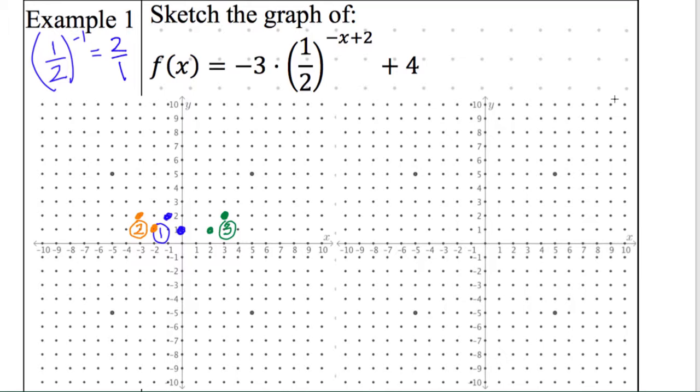Go up 4. That's not quite there yet. Okay, let's check off what we've done. Checked. Check. Check. We have to do this one next, then this one. So multiply the heights by -3.